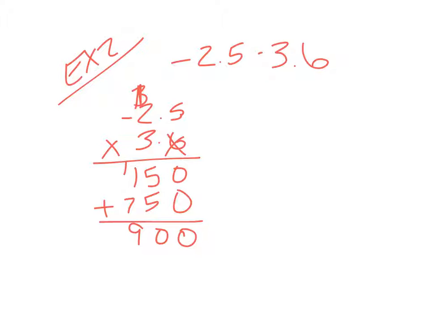So now we add them all up. How do I figure out where my decimal goes? How many numbers are behind the decimal? 2. So I go over twice. What am I missing? The negative. Yes, because this is a negative times a positive, so the answer is negative. So the answer to this entire equation is negative 9.